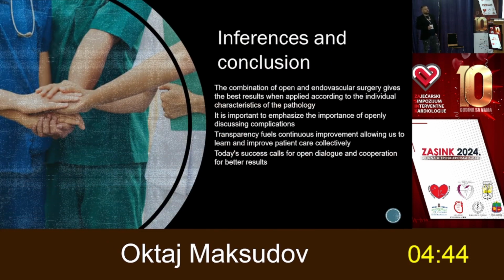So what are the conclusions? The combination of open and endovascular surgery gives us the best results when applied according to the individual characteristics of the pathology. It is very important to emphasize the importance of openly discussing complications. Transparency fuels continuous improvement, allowing us to learn and improve patient care collectively. And today's success calls for open dialogue and cooperation for better results.